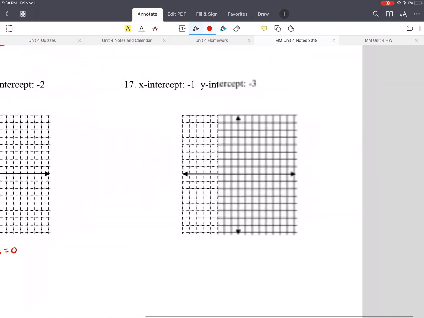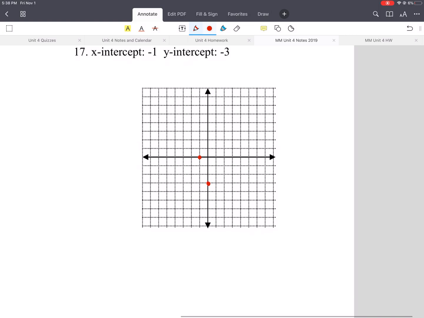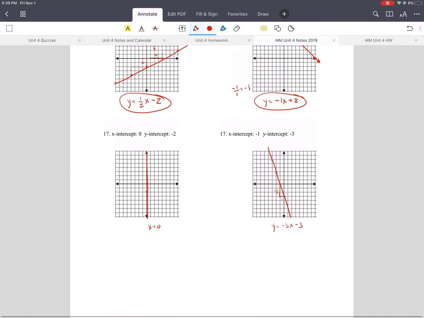And then here we have an x-intercept of -1 and a y-intercept of -3. So here we'd have a slope of -3/1. Y equals -3/1, which is just -3x, and then our y-intercept was -3. And we'd continue that slope so that we can finish our graph. Okay, something like that.